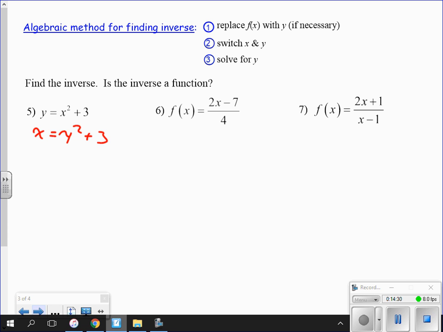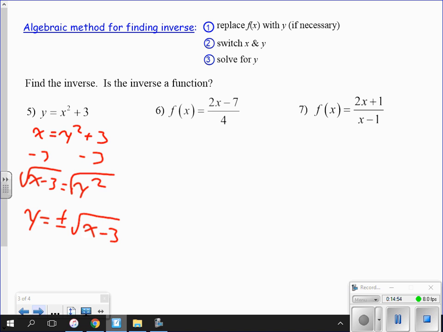Now I solve for x. I'm sorry, solve for y. I want to get y by itself now. So I solve this equation for y. Subtract 3. x minus 3 equals y squared. Take the square root of both sides. y equals plus or minus the square root of x minus 3.